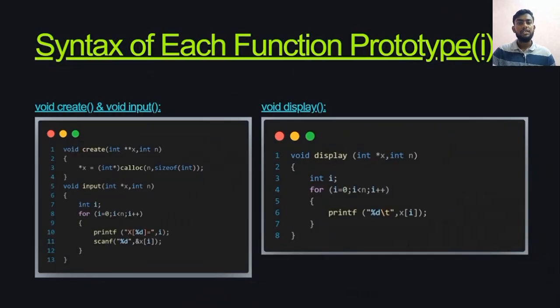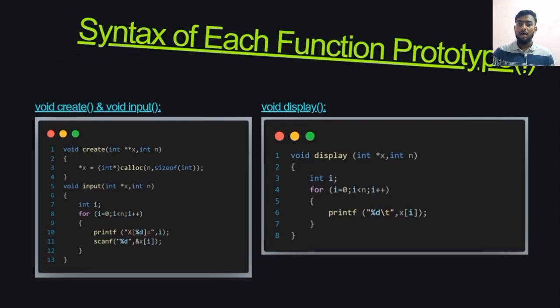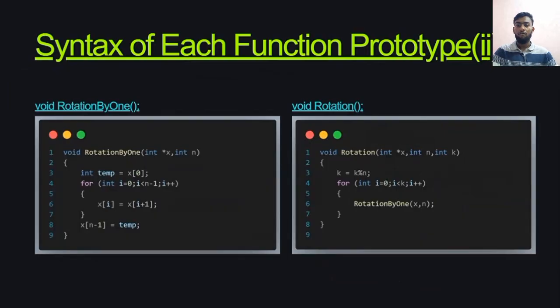So here is the syntax of each of the following, as we have discussed. Each of the function prototypes, here are all the syntax of those functions. As you can see here, in one position I have taken void create and void input, and beside that I have pasted the picture of void display. Here's void rotation by 1, the main function, and void rotation, in which you can see that I'm calling the rotation by 1 k number of times.